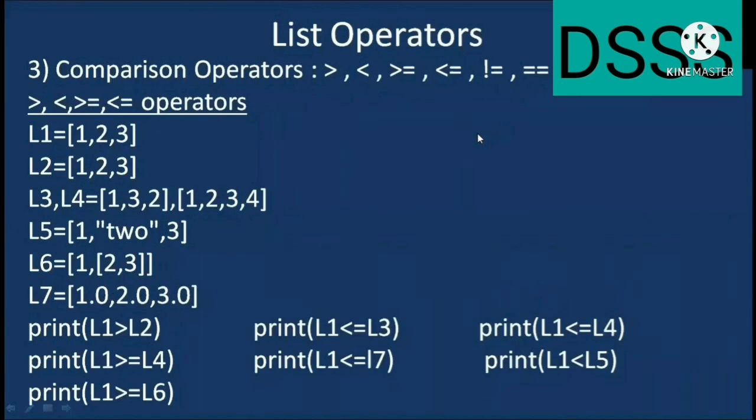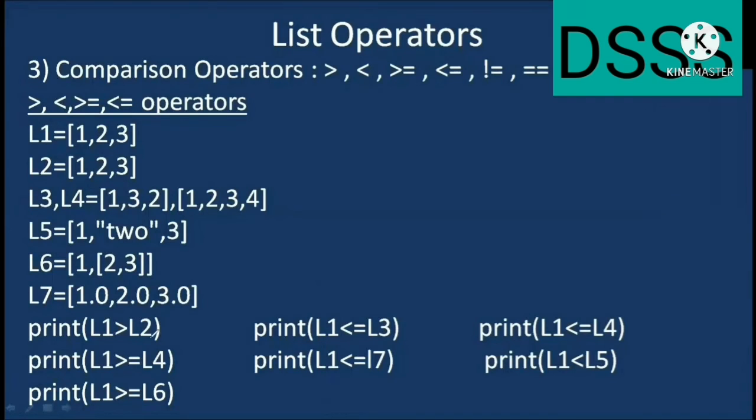Now see the less than and greater than sign. First, see L1 greater than L2. How is the comparison done? 1 is compared with 1. Is it greater than? No. 2 is compared with 2. Is it greater than? No. 3 is compared with 3. Is it greater than? No. So this is going to be false.